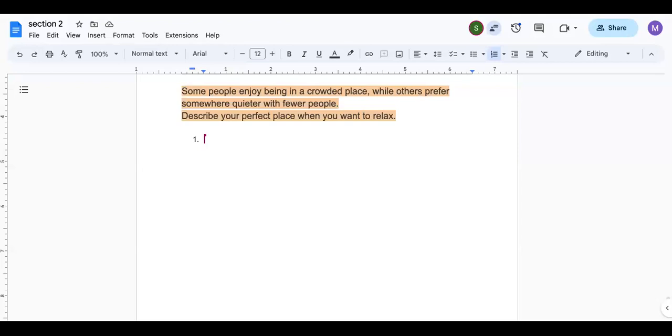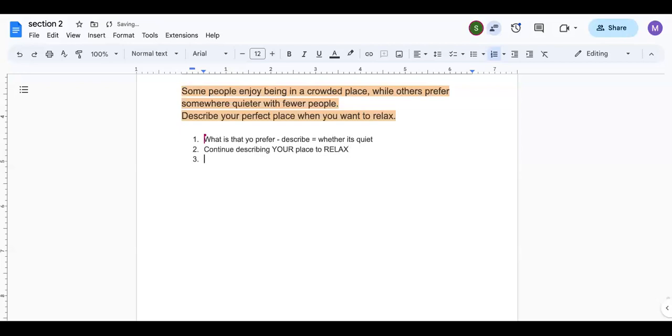So for example, let's say that you prefer a quieter place, right? So your first body paragraph can be what it is that you prefer, and then describe the place that you do, and relate it to whether it's quiet or loud or whatever. And then the second part, you can continue describing your place, and you need to remember to relax. This is not your place to roam around. This is not your place to party. This is your place to relax. So you need to remember that particular aspect of it, and you continue describing that and how you relax in that place.